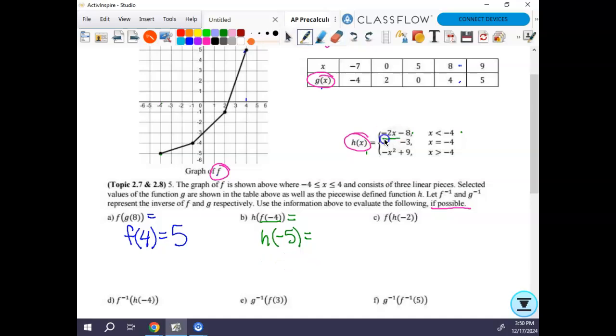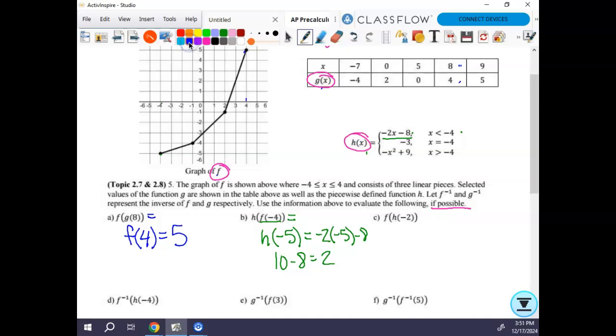All right, so that's a -2x. Let me make sure I write it down correctly. -2 times -5 minus 8. So that's a +10 minus 8, which gives me 2. There we go. That's correct.